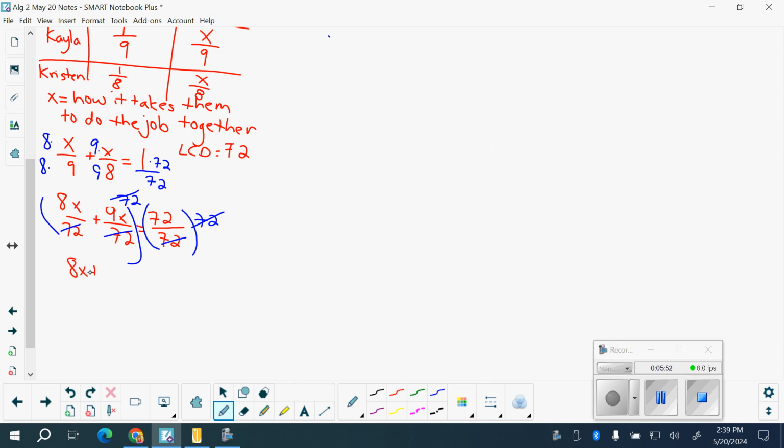And we get 8x plus 9x is 72. So 17x is 72. And we're rounding to the nearest hundredth. And what would that answer be to the nearest hundredth? Calculator's good. Feel free to get up and get a calculator. 4.24. And what are the units on that? Hours.